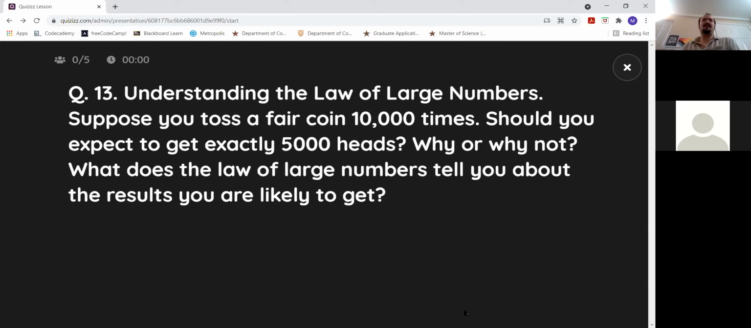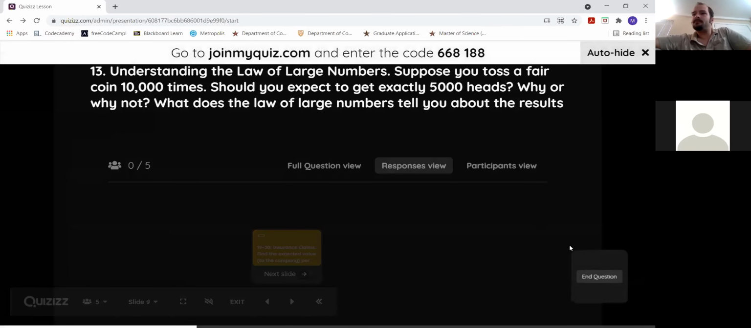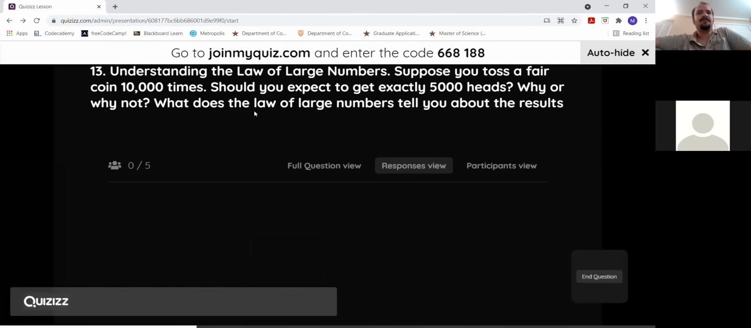What does it tell you? As we flip more times, the ratio of heads should be half, right? It should be getting closer to that half. Are there any questions over this?